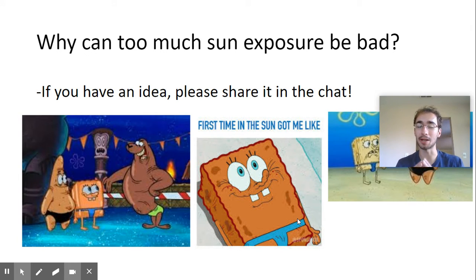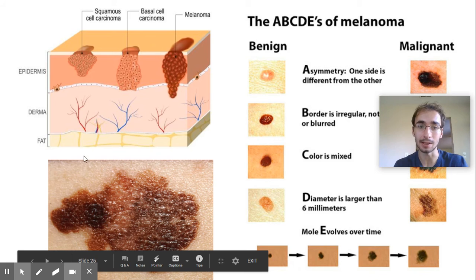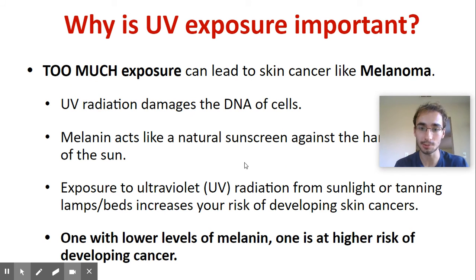Now I want you to think, why can too much sun exposure be bad? Pause the video now and try and think. You should have come up with skin cancer or melanoma. The more sun exposure, the more times you get sunburned, the more likely you are to get skin cancer. That's why it's bad. UV damages your skin.